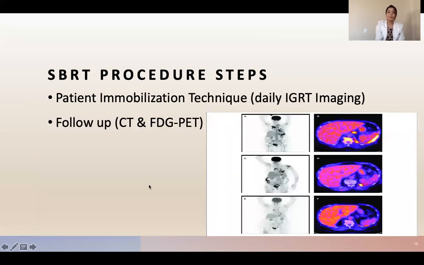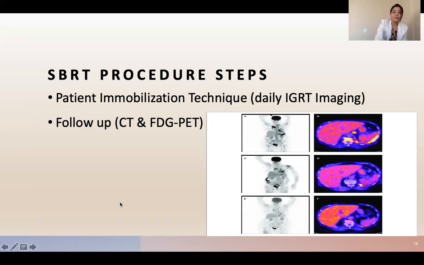So for patient immobilization technique, daily image-guided radiation therapy is done during SBRT. With this, they make sure that the patient and the tumor is at the correct planned position for the radiations application. So they are constantly taking images during SBRT to make sure that the tumor is at the correct planned position.